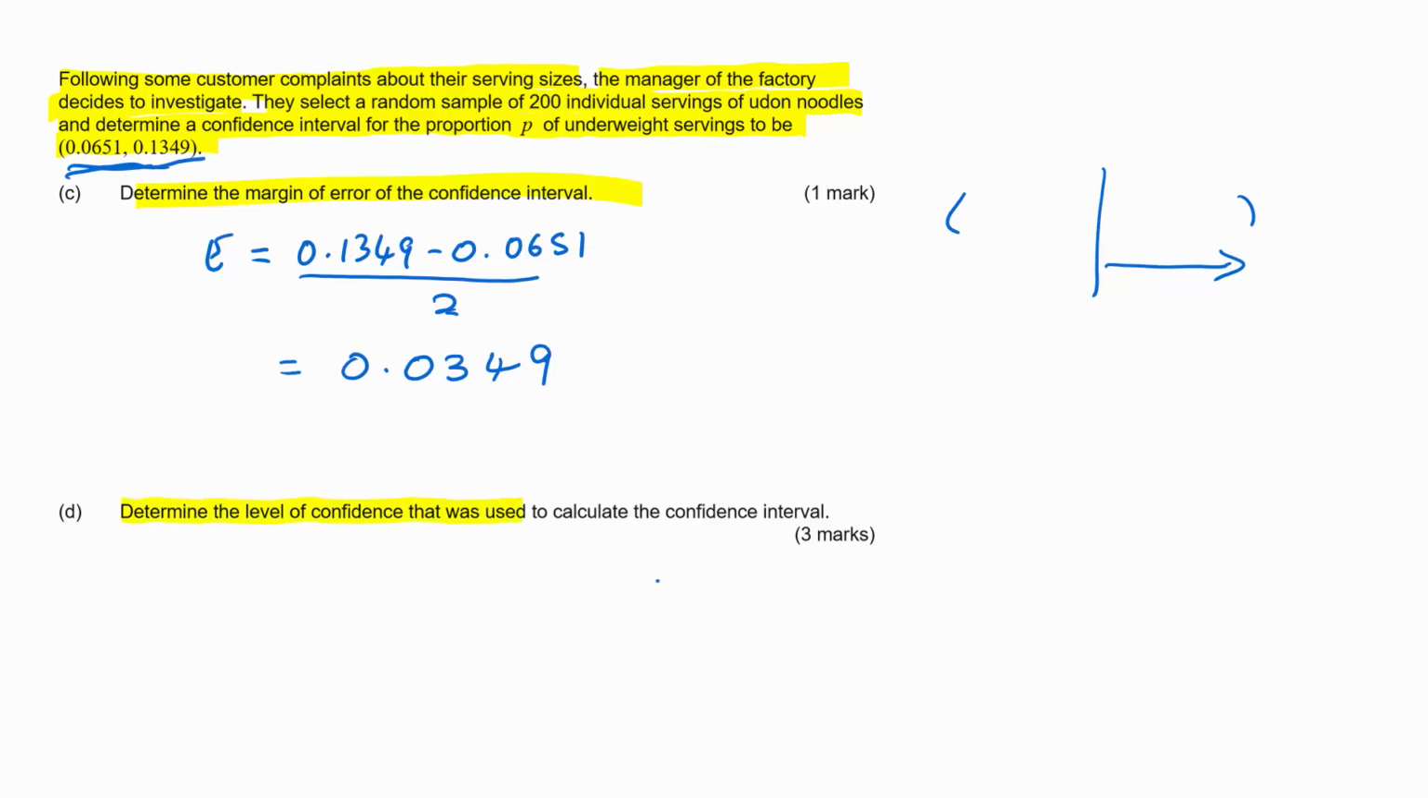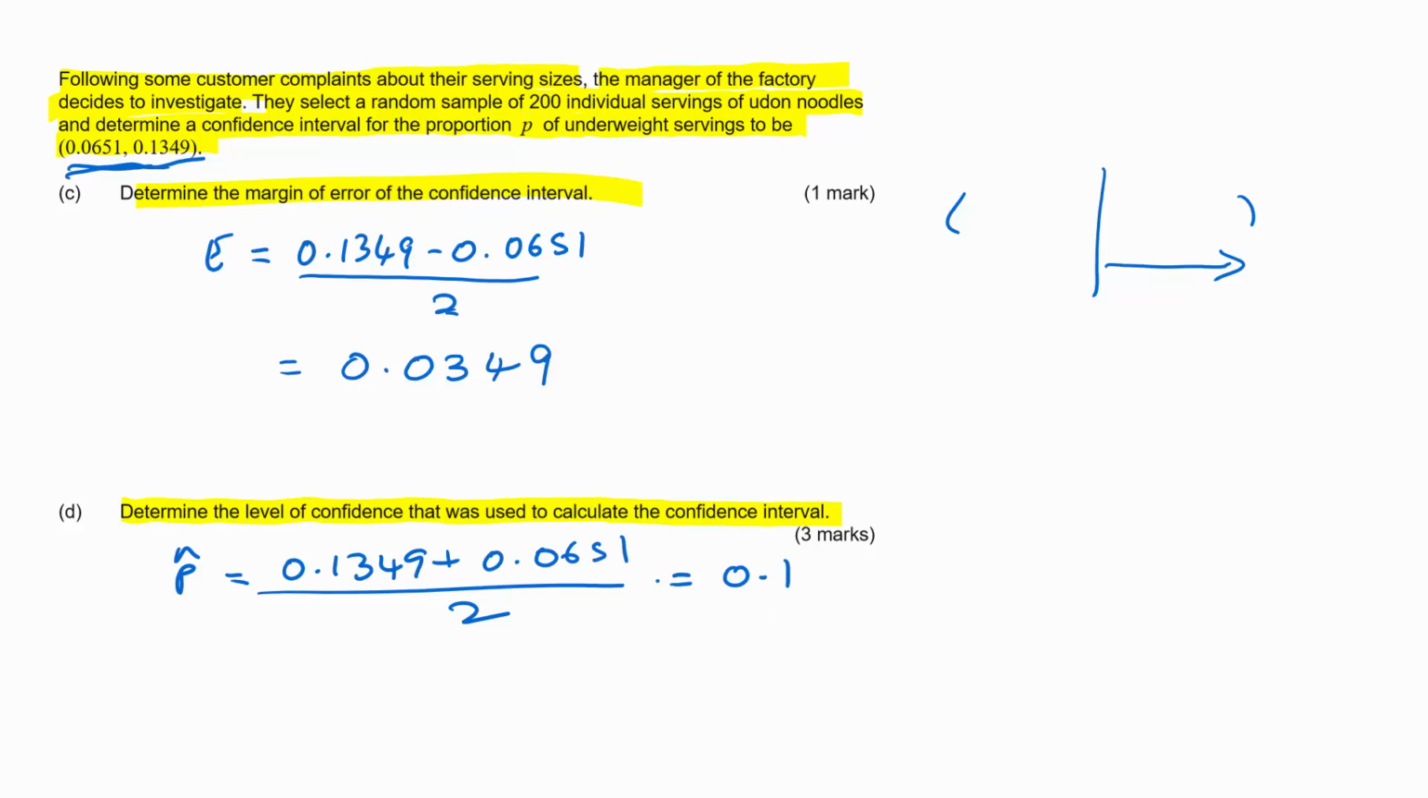Determine the level of confidence that was used to calculate the confidence interval. Well, we're certainly going to need the centre of the interval. So p hat is going to be 0.1349 plus 0.0651 divided by 2, just the average of the endpoints of the confidence interval we were given. And that comes to 0.1.